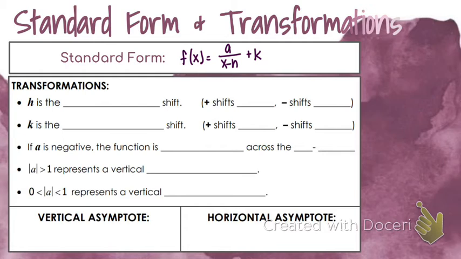So h is the horizontal shift. And in pretty much any form, that's always the way it is. And positive makes it shift left, and negative makes it shift right. And this is the opposite of what we would normally think, because that is a subtraction sign. So that changes the sign of h whenever you plug it in. All right, k is the vertical shift. And positive shifts up and negative shifts down.